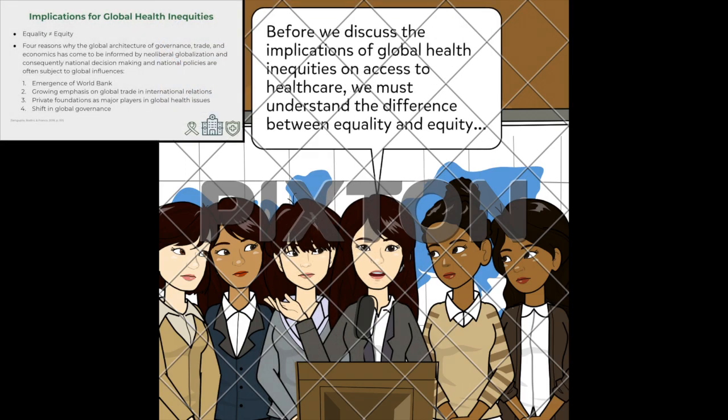Before we discuss the implications of global health inequities on access to healthcare, we must understand the difference between equality and equity. According to the WHO, equity is the absence of avoidable or remediable differences among groups of people, whether those groups are defined socially, economically, demographically, or geographically. Equity is a process, and equality is an outcome of that process. Achieving equity will not be accomplished through treating everyone equally. It's achieved by treating everyone justly and according to their circumstances.